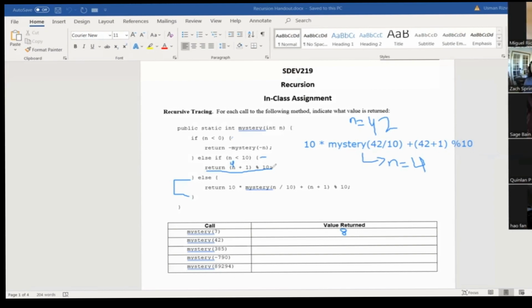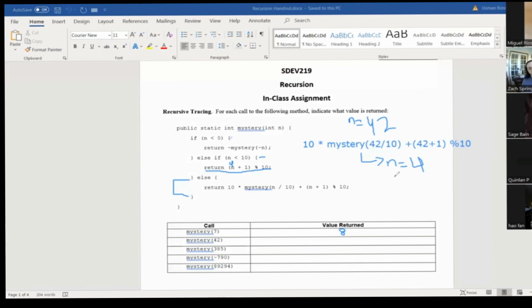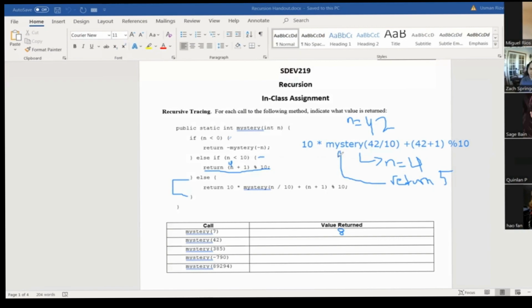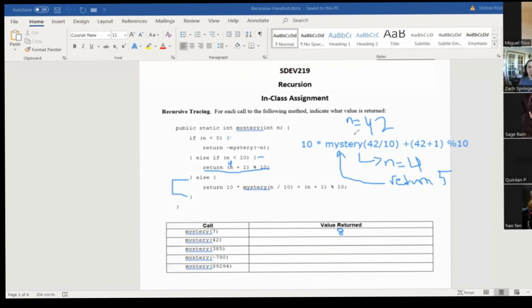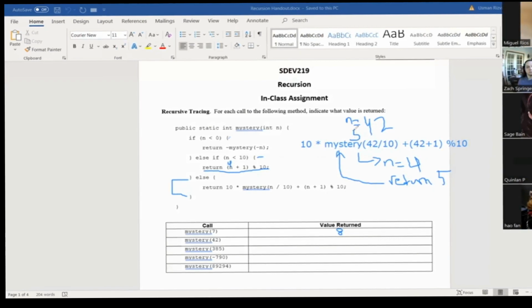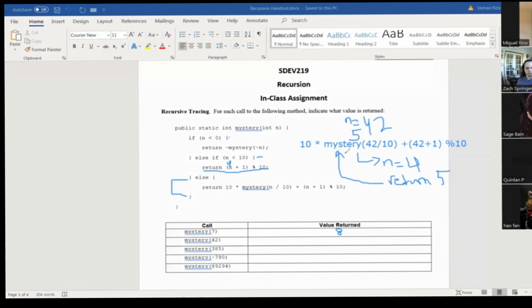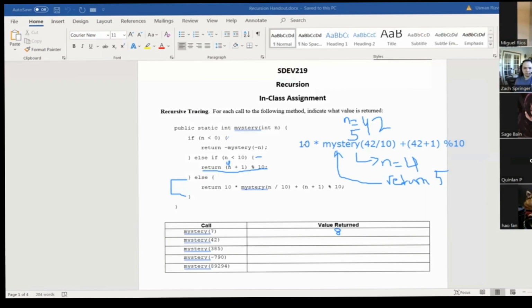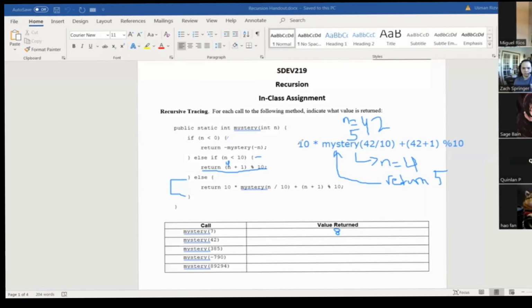5 mod 10. What value would be returned? 5 would be returned. So we return 5 at this level. That 5 will go back and get plugged in right here, so this whole thing becomes 5. Now we backtrack everything. We had the unknown, we found what the value was, we plugged that 5 back in, and then we can solve this equation.